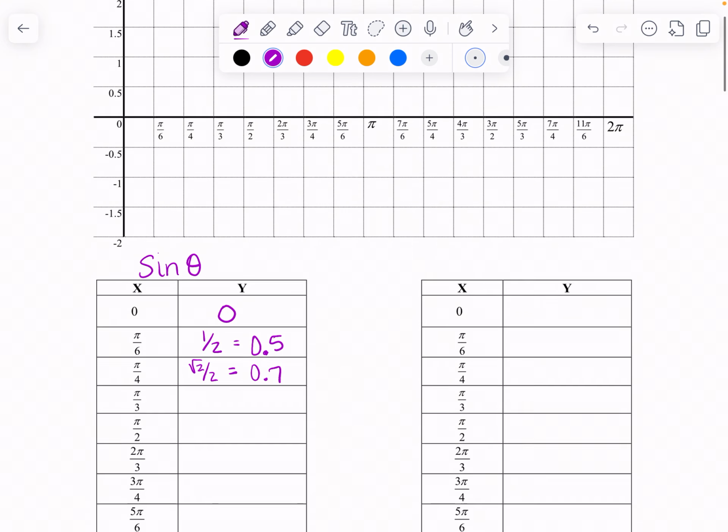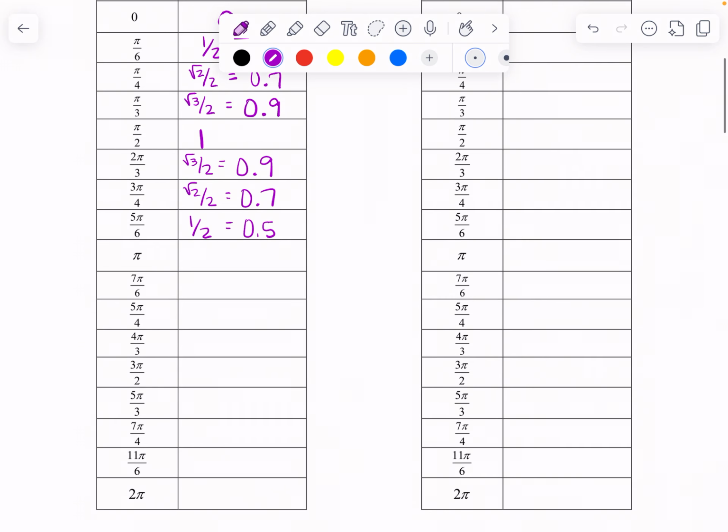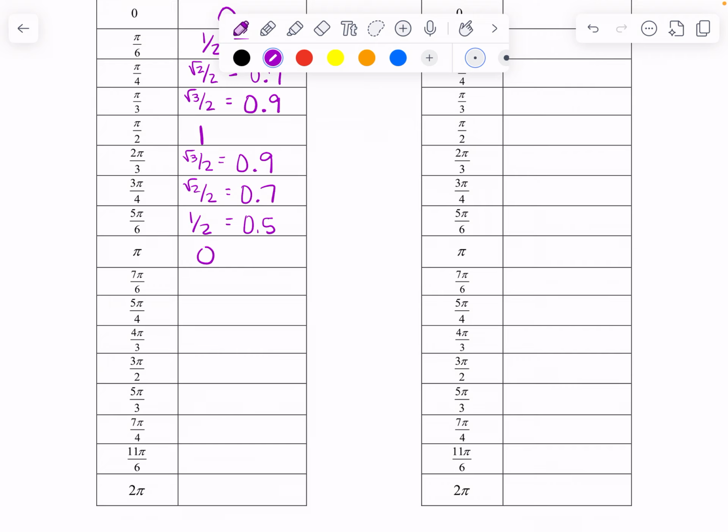Pi over 3, we get root 3 over 2. So if I put that in my calculator, I get 0.9. Sine of pi over 2 is 1. And then sine of 2 pi over 3 is root 3 over 2, so 0.9. 3 pi over 4 is root 2 over 2, so 0.7. 5 pi over 6, we're back to 1/2, so 0.5. At pi, sine is 0.